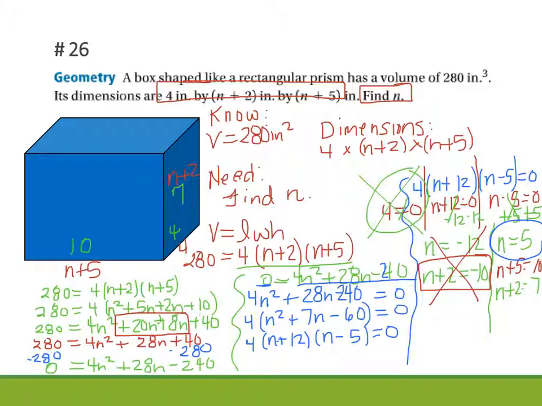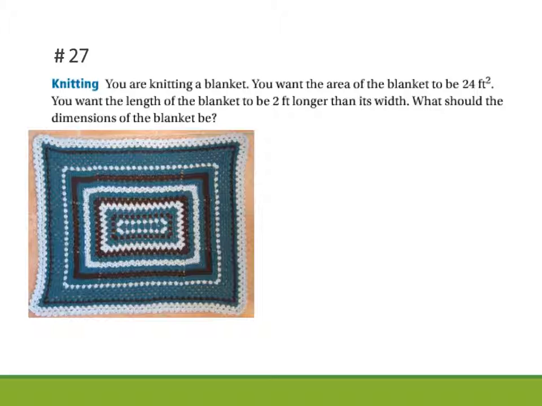Let's try another problem. You are knitting a blanket. You want the area of the blanket to be 24 square feet. So that's something that I know. So area equals 24 square feet. Okay? You want the length of the blanket to be 2 feet longer than its width.